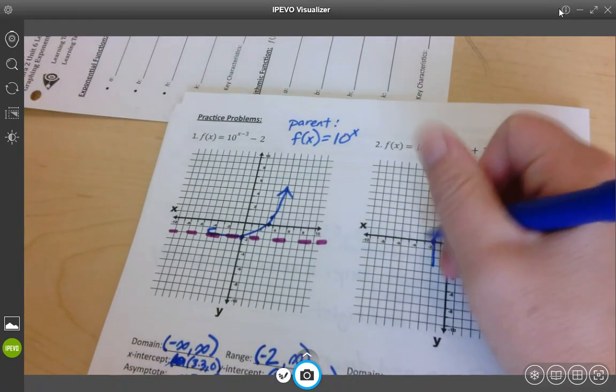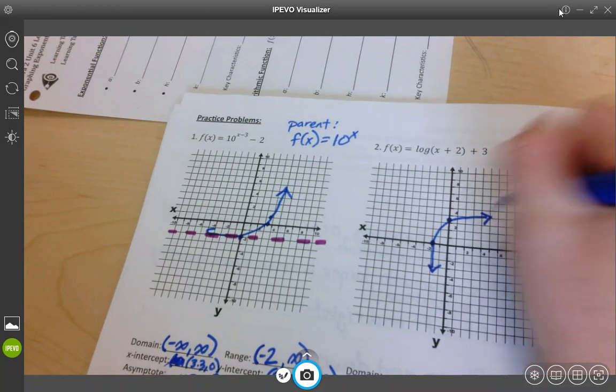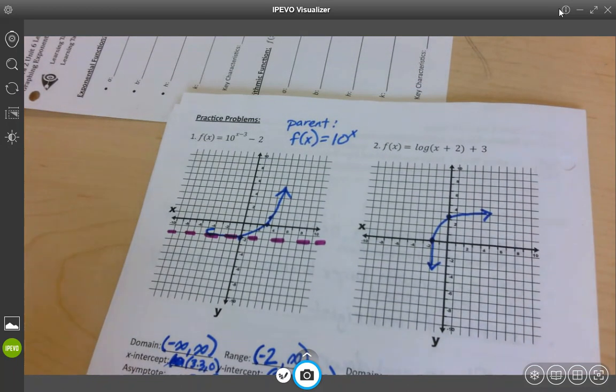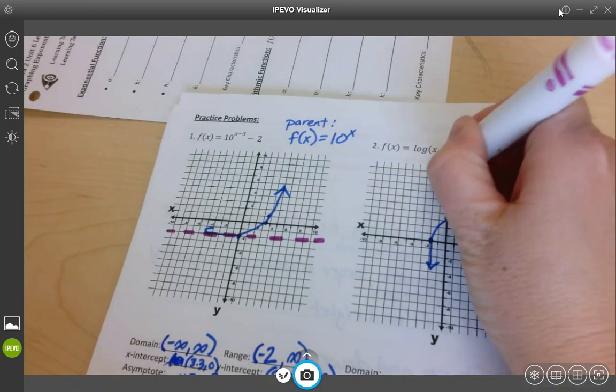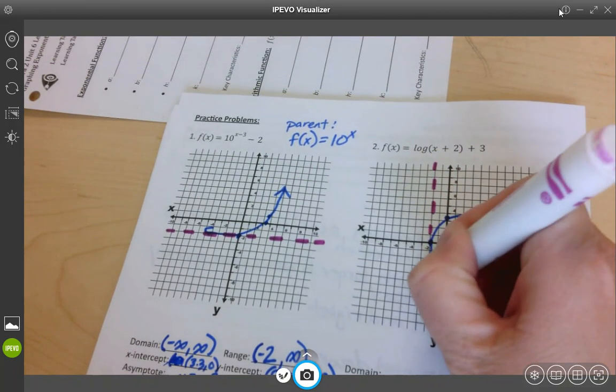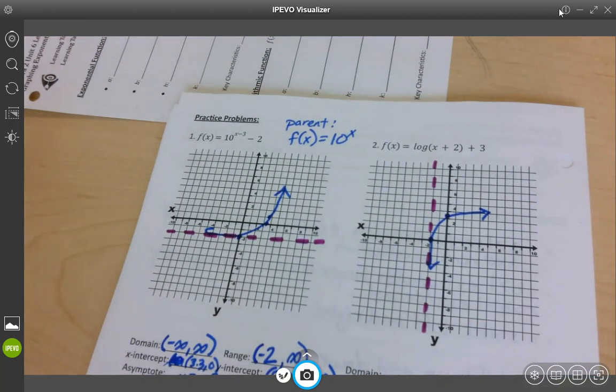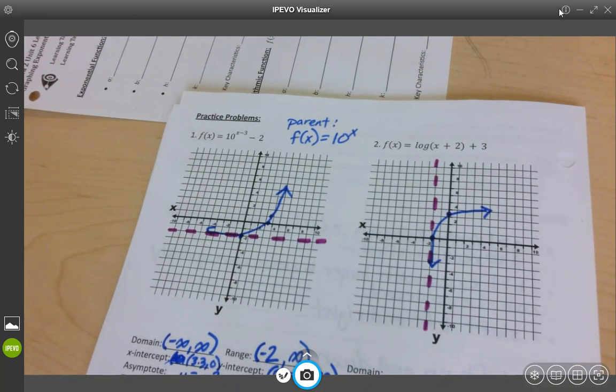So I'm going to put an arrow so I know it keeps going down, and it's going to go over here. And this time I'm going to have a vertical asymptote at x equals what number? Yeah, x equals -2. Good. So I'm going to put that in with a dashed line. Okay, so you can't see that asymptote in Desmos. That's a little bit confusing. You just have to know it's there.